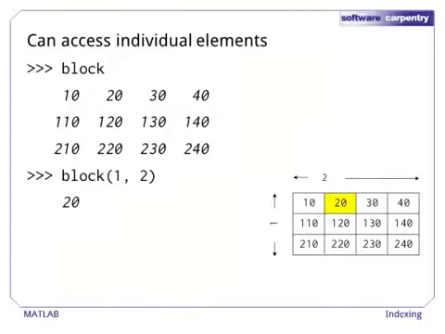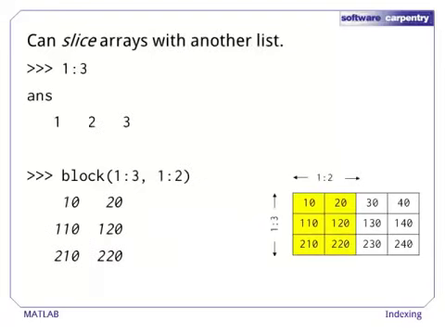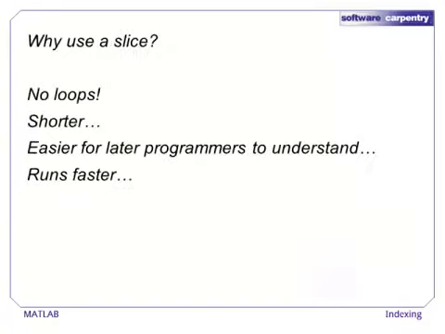Individual elements in an array can be accessed using a comma-separated list of integer indices. In most programming languages, the first element of an array is element 0. In MATLAB, indexes start at 1. Arrays can be sliced by using another array as an index. In this example, we use the array 1, 2, 3, which we can create using the shorthand 1:3 notation. MATLAB programs should always use slices and other indexing operations rather than write loops over arrays. There are several advantages, including shorter code that is more easily understood and improved runtime.